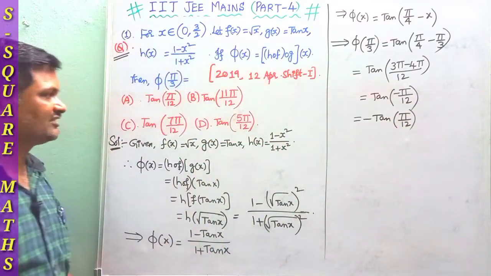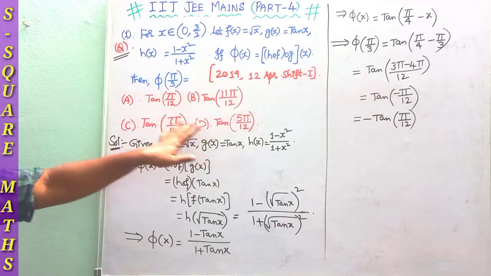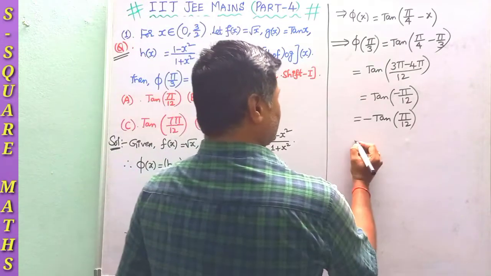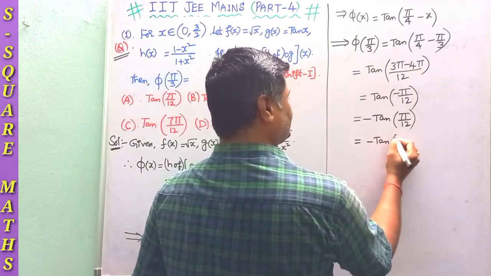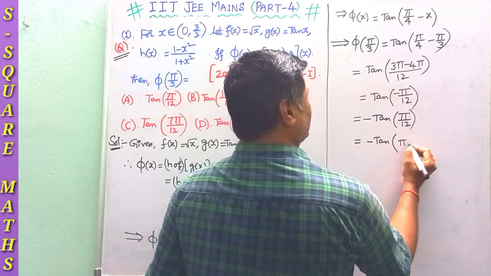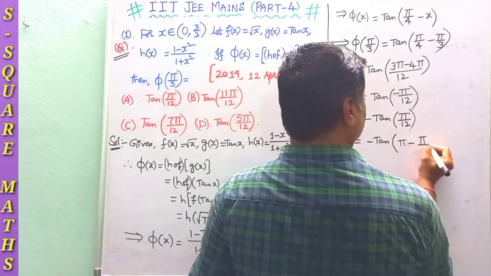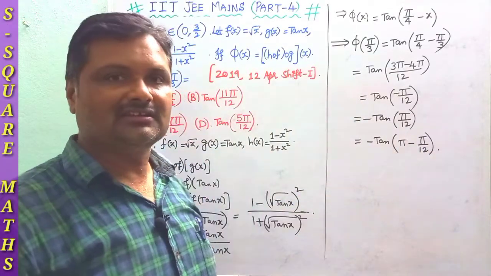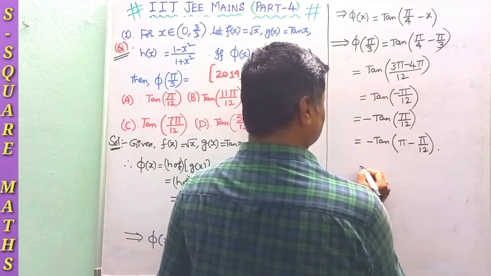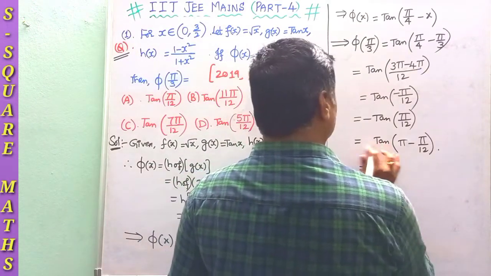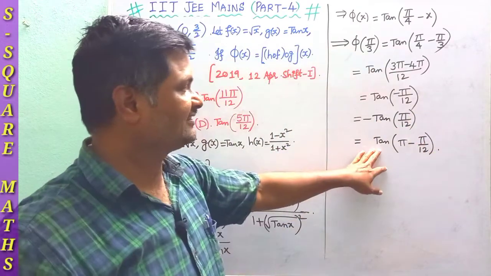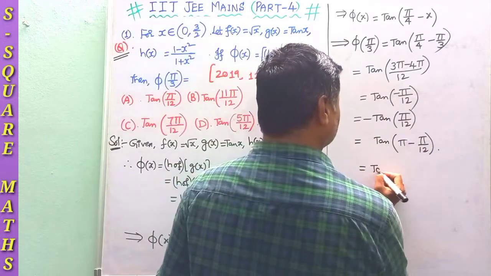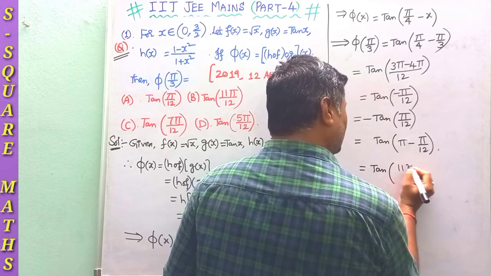So let us pick up the options here. Minus tan of pi by 12 is absent; we have plus pi by 12 here. So still we can simplify now. I can write minus tan pi by 12 as tan of pi minus pi by 12, that is, tan of 180 minus theta. So I can write tan of 11 pi by 12.